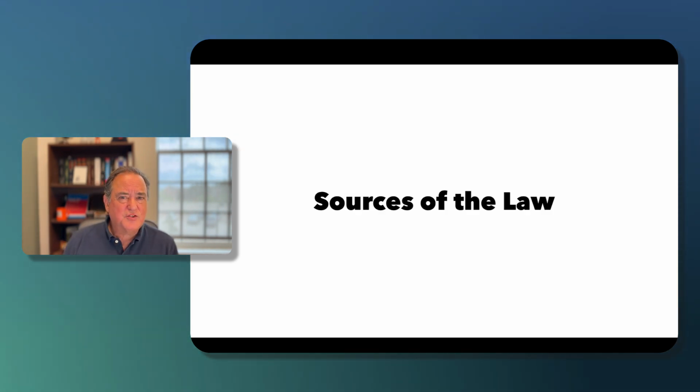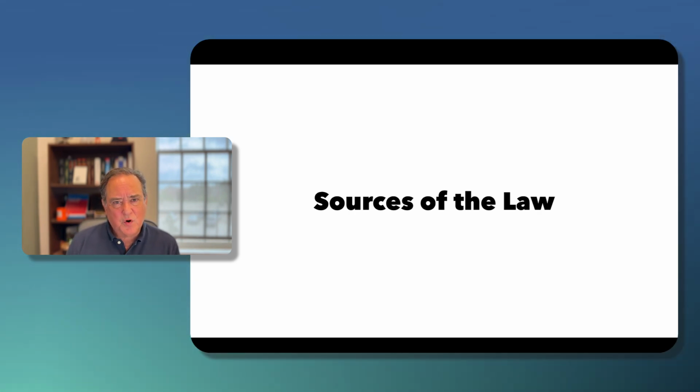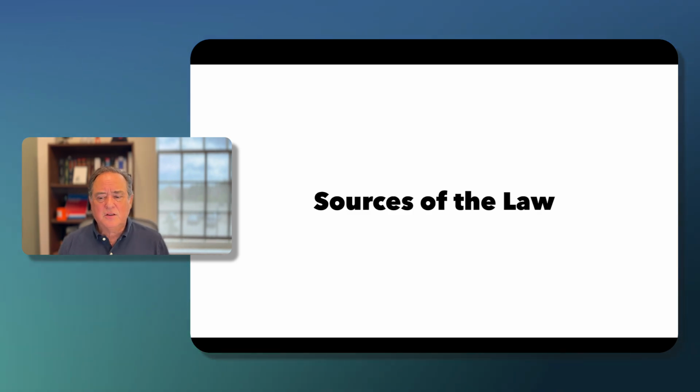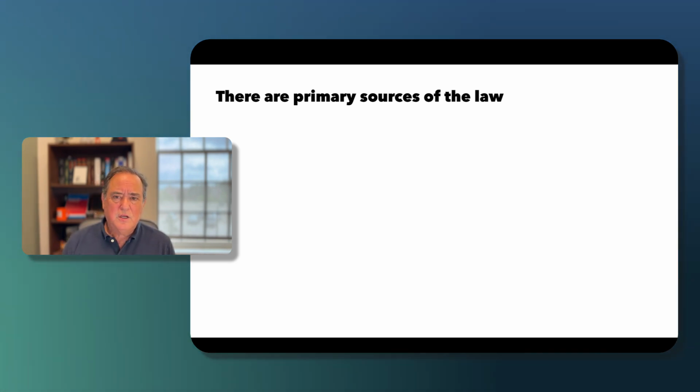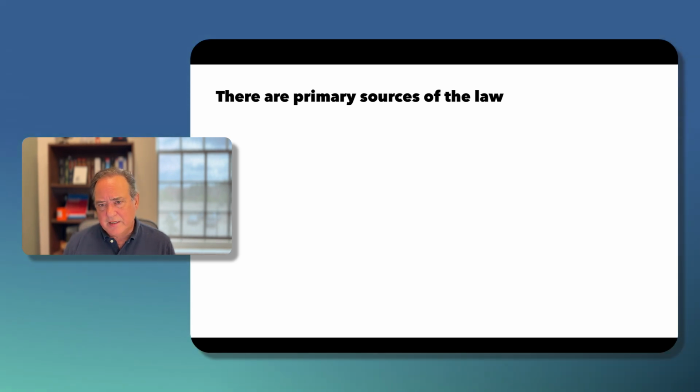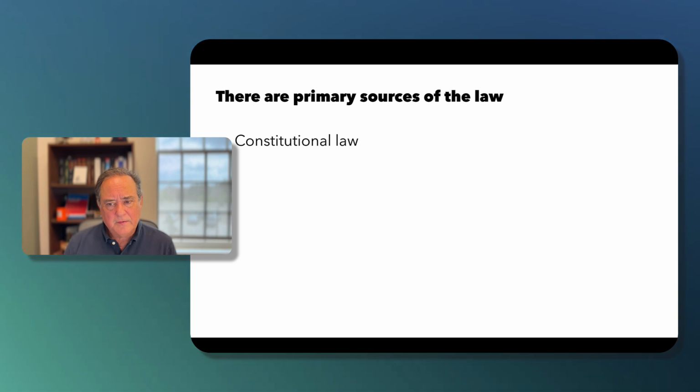Let's talk about sources of the law. Every law must have a source. And in our system, a law could have one of many different sources. So we need to talk a little bit about where the law comes from. And we start with essentially the Constitution, constitutional law, because the Constitution is the foundational aspect of the law.